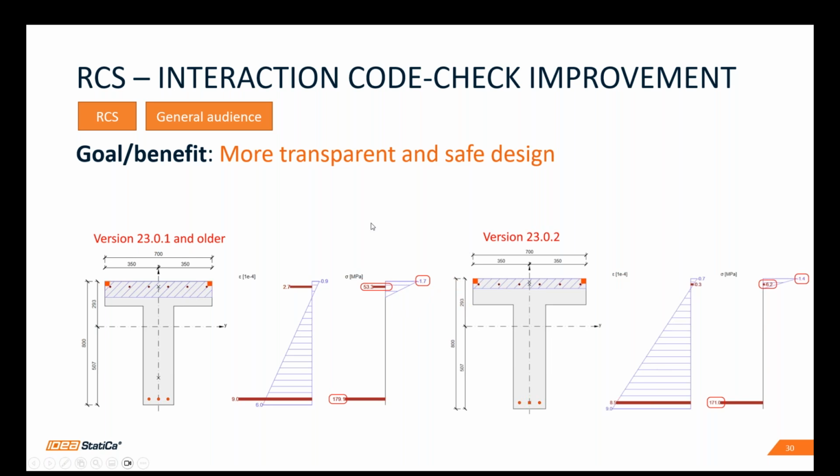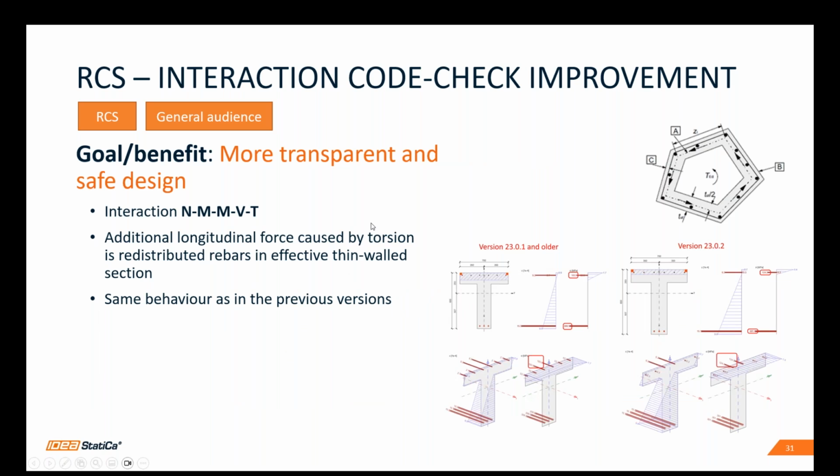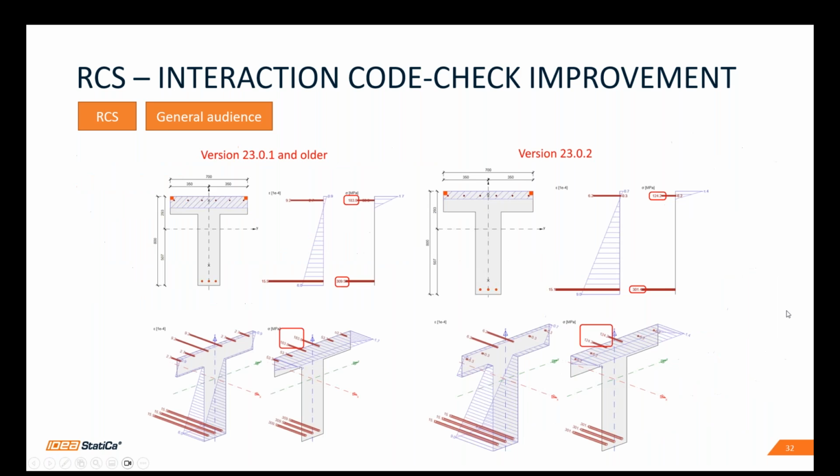And the last one: if I add the torsional moment, the additional longitudinal force caused by the torsion is redistributed only in the area of the effective thin wall section. So it's nicely visible on the slide, where you can see that only the reinforcement rebars inside the equivalent thin wall sections have increased stresses. This is the reason.